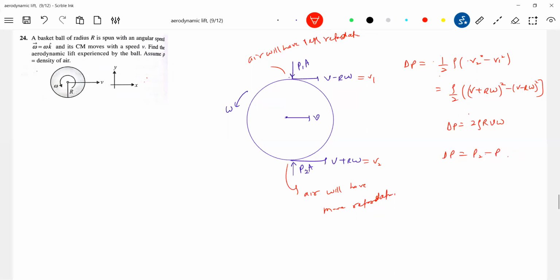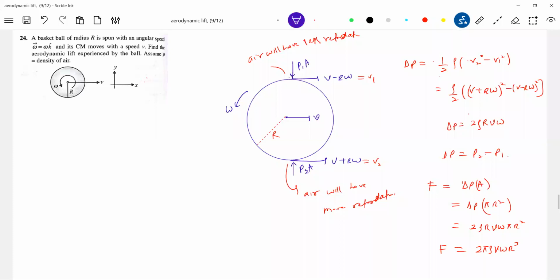Okay, let's calculate the force now. So the Magnus force will be delta P into A. What to write for A? Effective area, pi r square. Or shall I write 2 pi r square? Because the effective area as seen by the fluid will be a circular disk similar to that one. So this will become 2 rho r V omega times pi r square, which is 2 pi rho V omega r cube. This is the Magnus force.